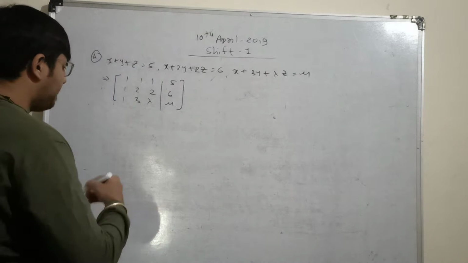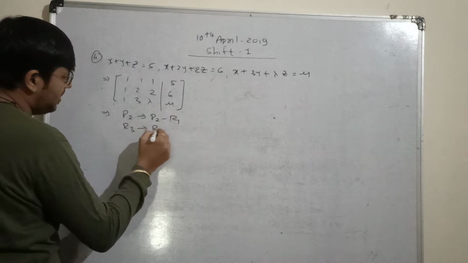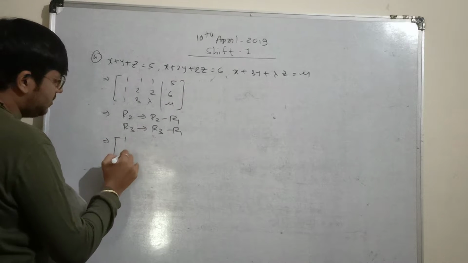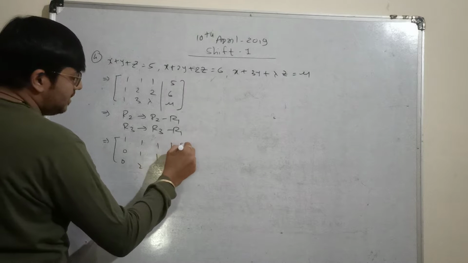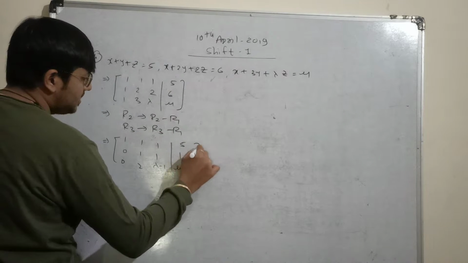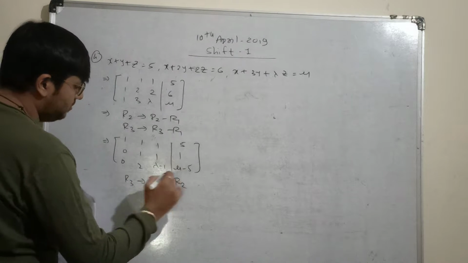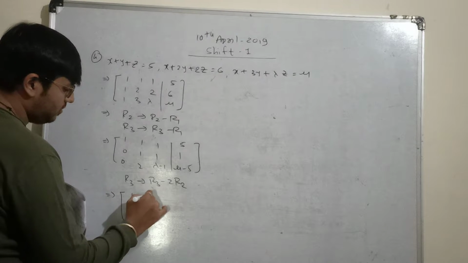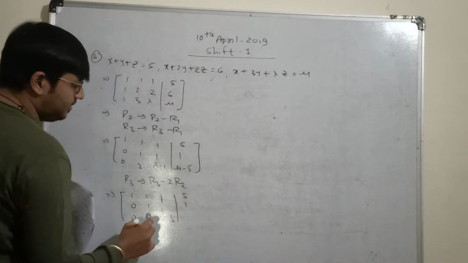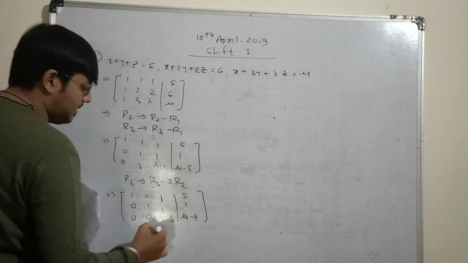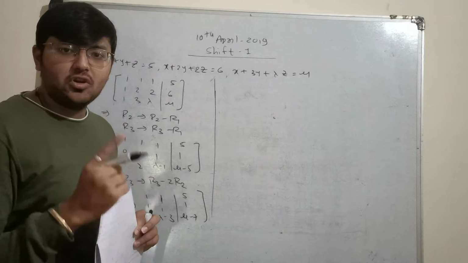So to use that formula, the operations I need to follow is r2 tends to r2 minus r1, and r3 also becomes r3 minus r1. So I'll get 1 0 0 1 1 2 1 1 lambda minus 1. Similarly 5 6 minus 5, that is 1, and here it is mu minus 5. Now to get 0 over here, I get r3 tends to r3 minus 2r2. So it will be 1 0 0 1 1 0 1 1 lambda minus 3 and 5 1, it's mu minus 7.